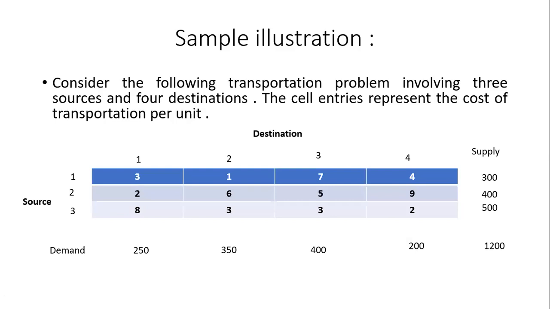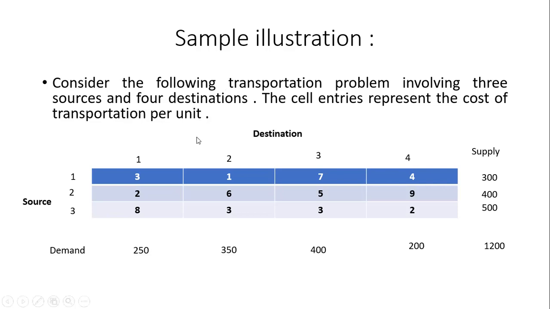Now let us go with the problem illustration framework. Here a numerical problem is given as a case study to explain how we can solve the transportation problem using the northwest corner cell algorithm approach. Consider the following transportation problem involving a number of sources and a number of destinations. Here there are 3 sources and 4 destinations.